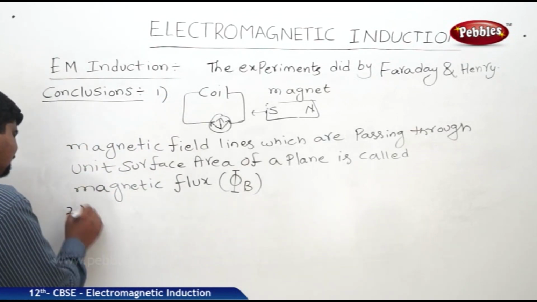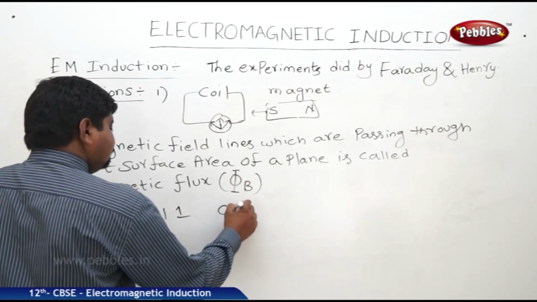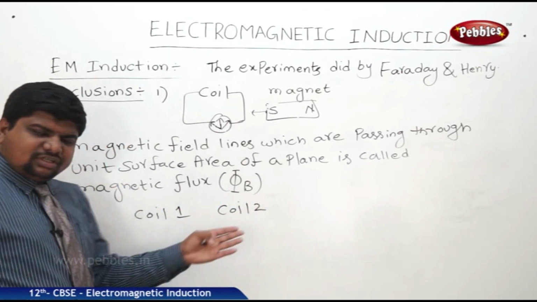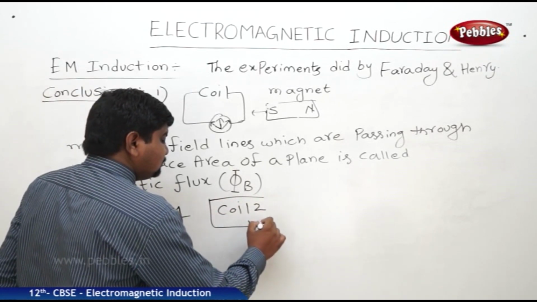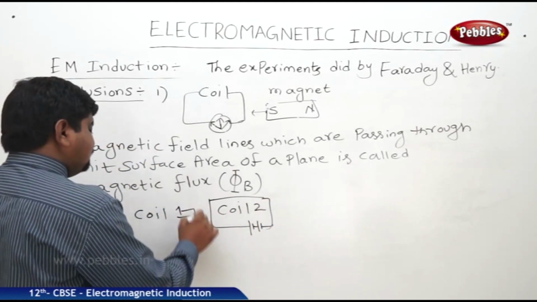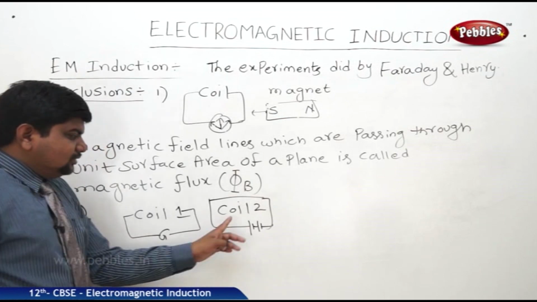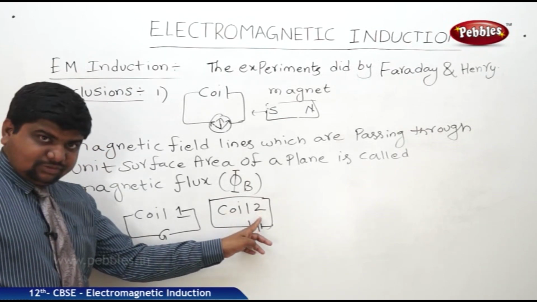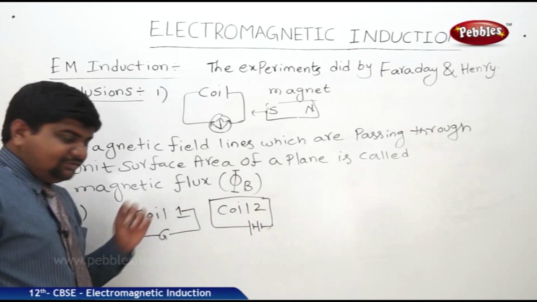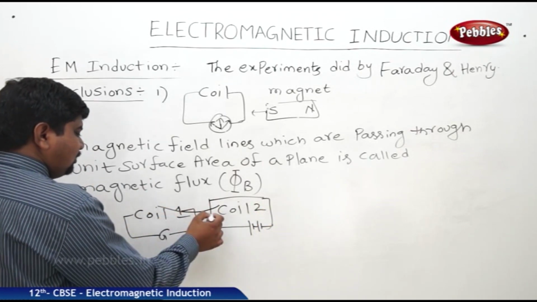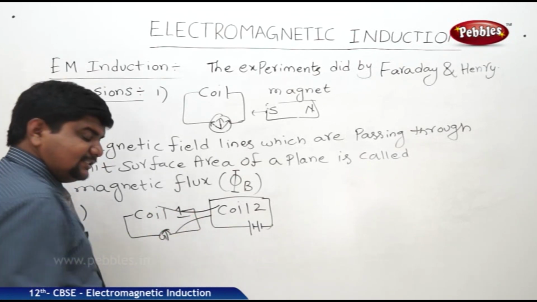What is the second experiment? This is coil 1, coil 2, whatever it may be. One coil is connected to the power source and the secondary coil is connected to the galvanometer. Now the coil connected to the power source produces an electric field, and this electric field produces the magnetic field. Again the flux will disturb the next or nearest coil, then we can see the galvanometer deflections.